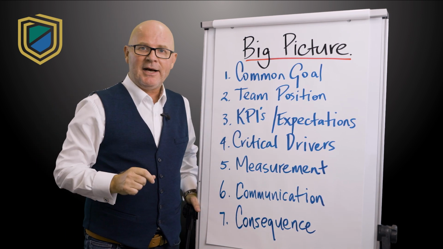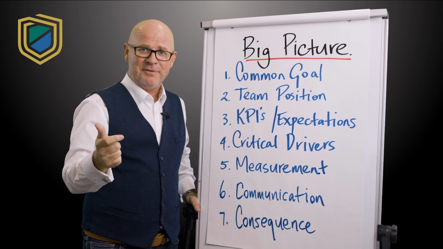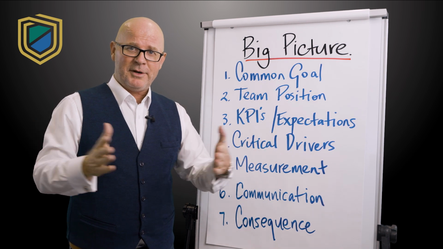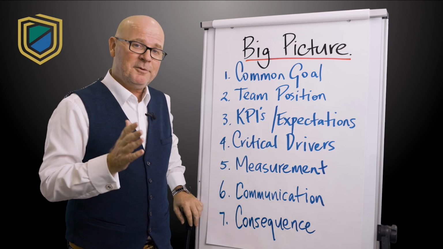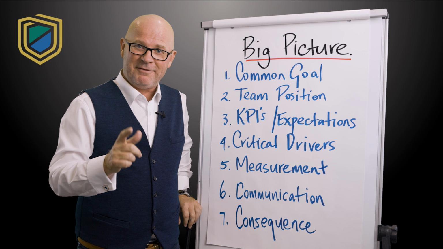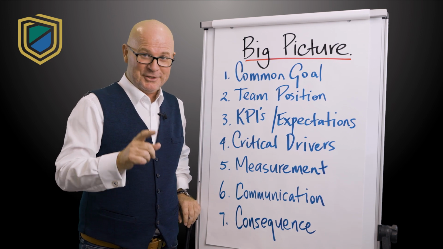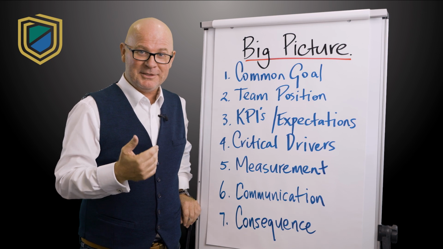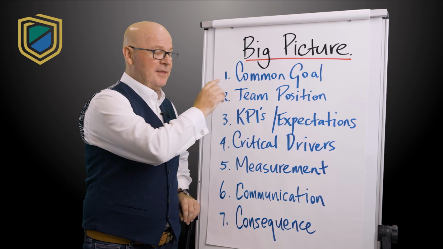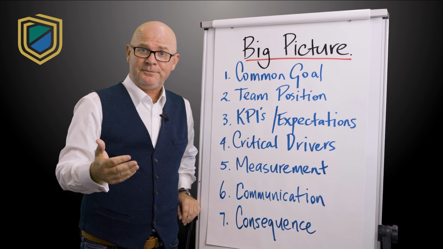So the very first part is the common goal of the business. Everybody's big picture document across the company, and I'm a believer that every single person in the organisation, including the owner, should have a big picture document on themselves and their position. So they all have the same common goal, right?